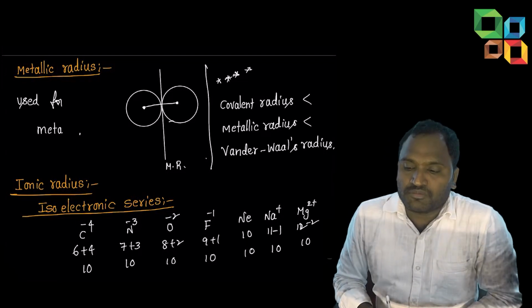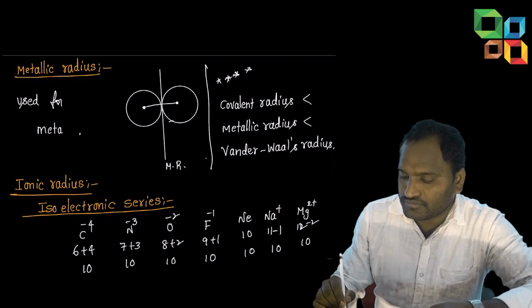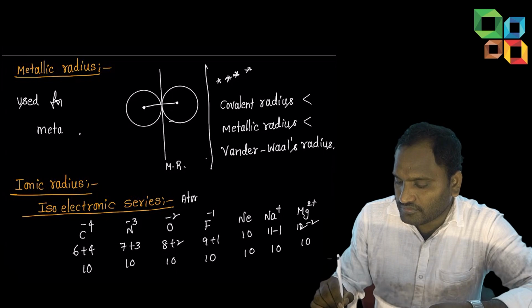As we move from left to right, atomic radius decreases due to the increase in effective nuclear charge, Z effective.